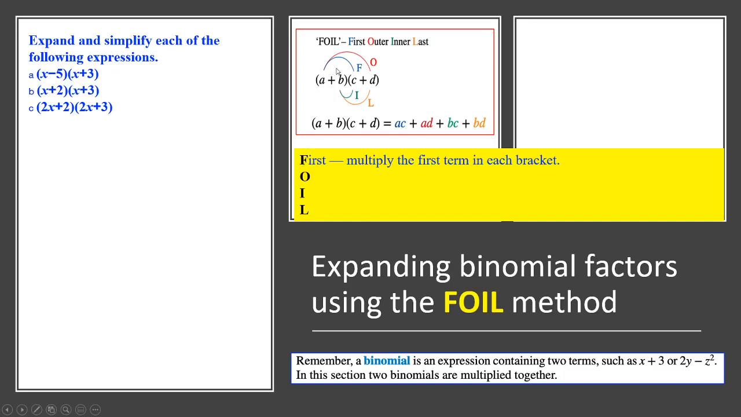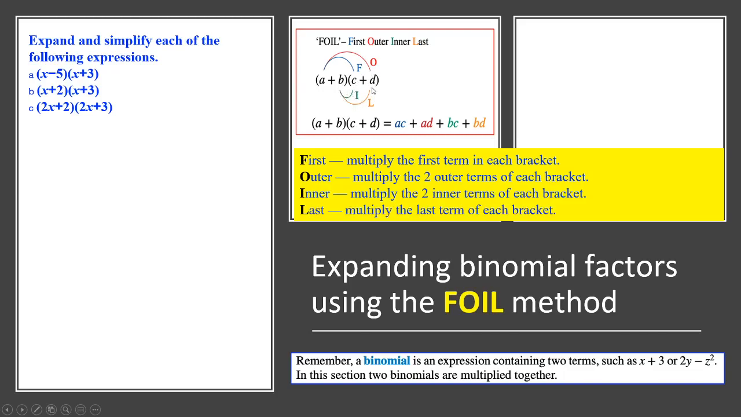F is for first, so we multiply the first two terms in each bracket. O is for outer, we multiply the outer two terms for each bracket. I is for inner, we multiply the inner two terms. And L is for last, we multiply the last two terms. And then we just add everything back together.